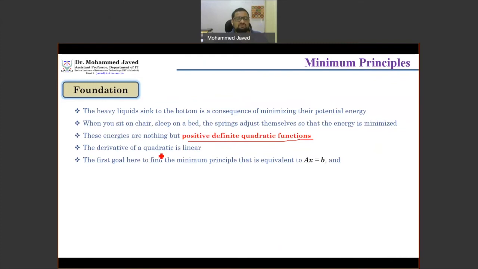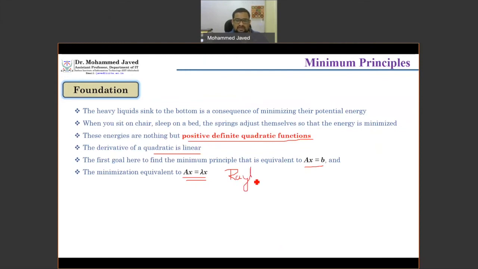The derivative of a quadratic is linear. We already know the derivative of a quadratic is linear. The first goal here is to find the minimum principle that is equivalent to Ax equal to b, and the minimization which is equivalent to Ax equal to lambda x. I am not going till here, I would just want to give you the idea that these two ideas come up.